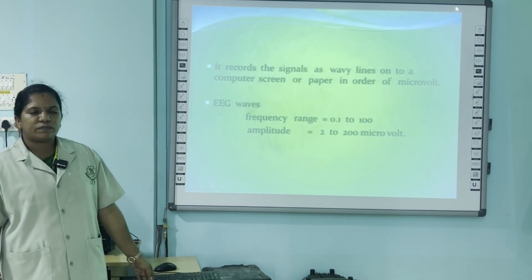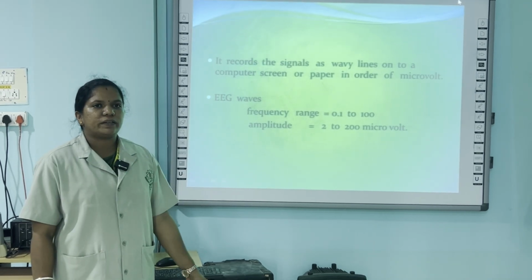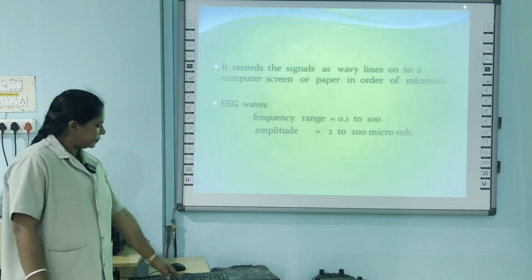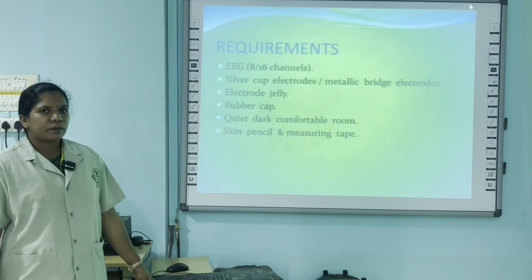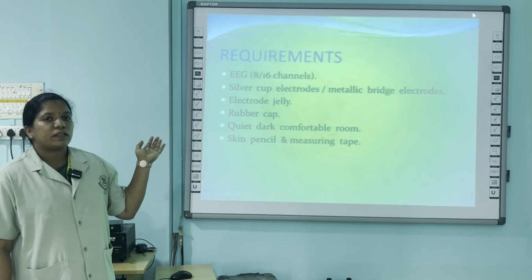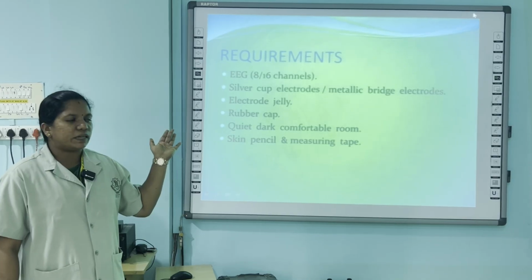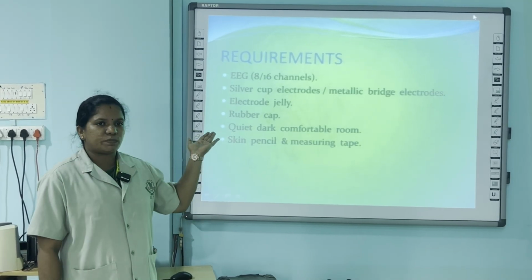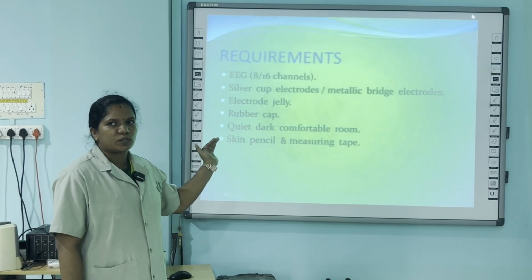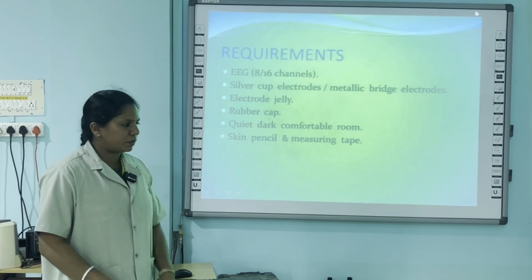The frequency of the waveform will vary from 0.1 to 100 and the voltage will vary from 2 to 200 microvolts. The requirements for EEG measurements are that there should be 8 to 16 channels. The electrodes will be either cup shaped or disc shaped. The electrode jelly should be placed and a rubber cap can be used, and the room should be a comfortable one, and the measuring tape should be used.